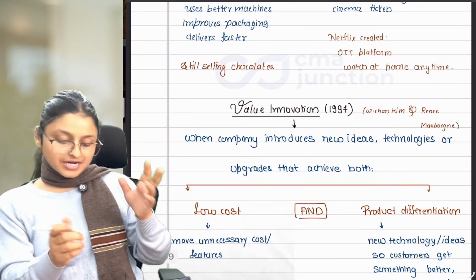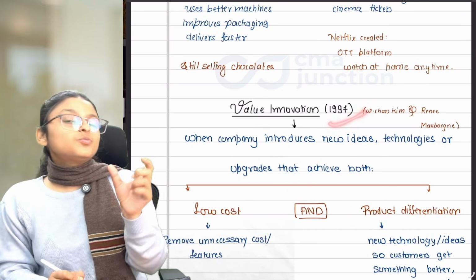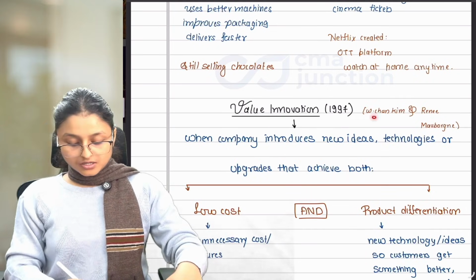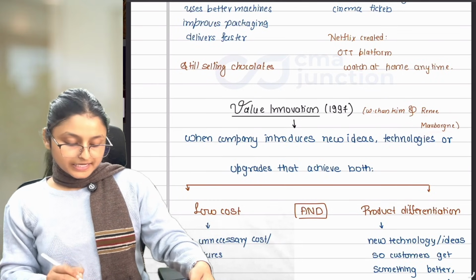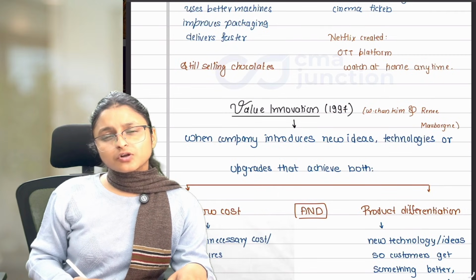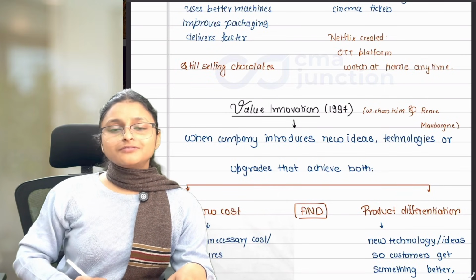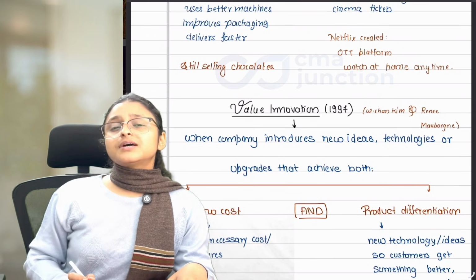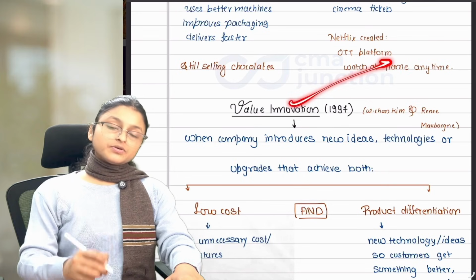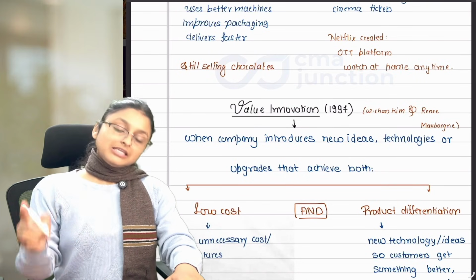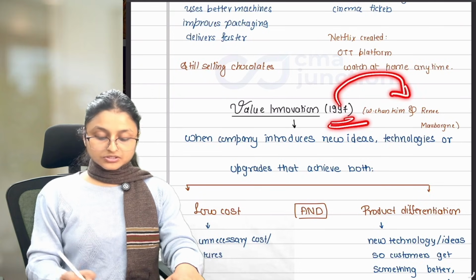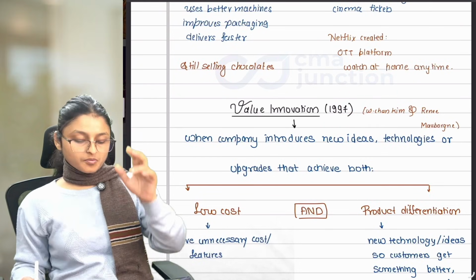Now, value innovation started in 1997. This word was used in 1997 first. Who introduced this word? W. Chan Kim and Renee Mauborgne. The thing is, before introduction of this word, was value innovation not happening? The answer is no. There was someone or the other who was introducing something completely new which was not at all available at that time. And value innovation was happening even before introducing this word. Done. But this word was introduced by W. Chan Kim and Renee Mauborgne.